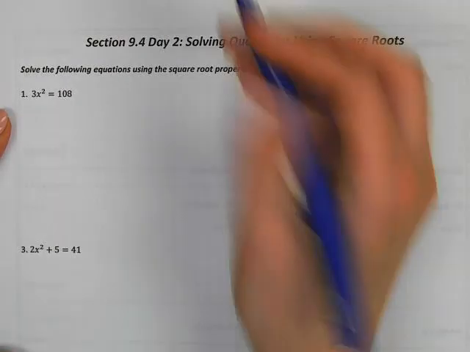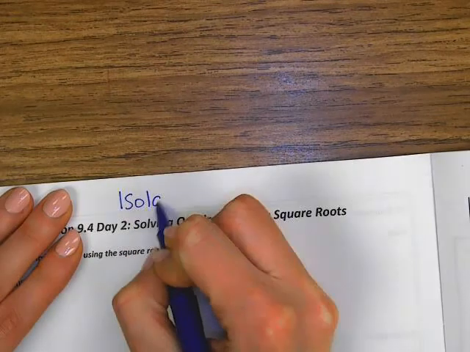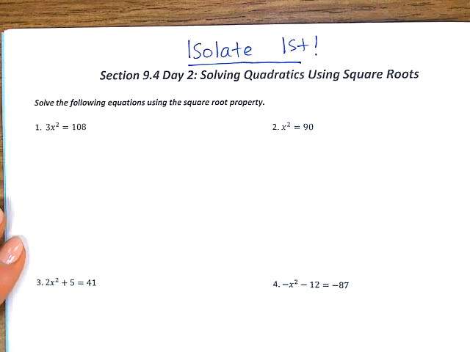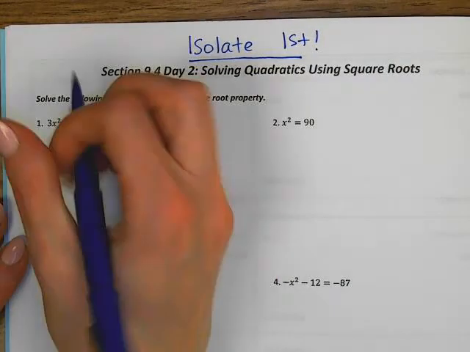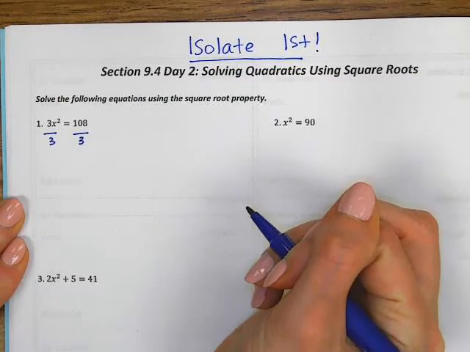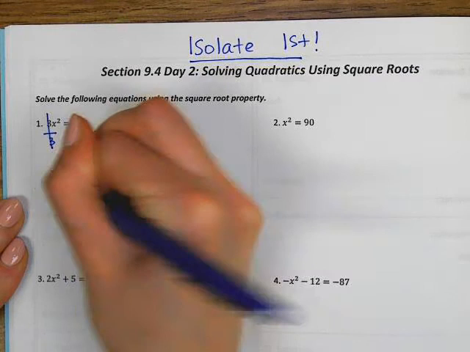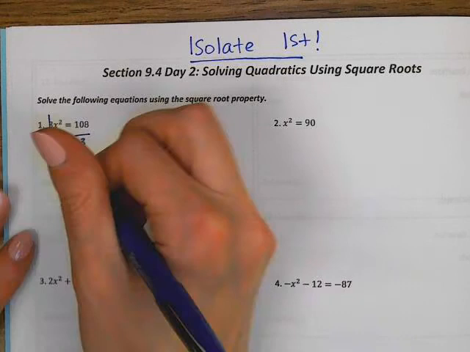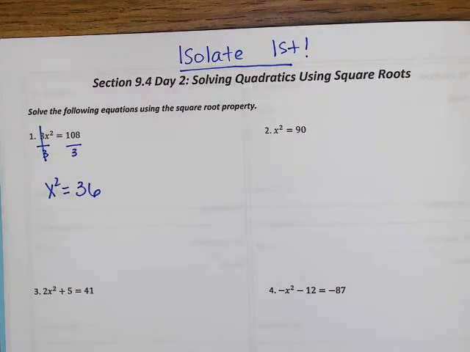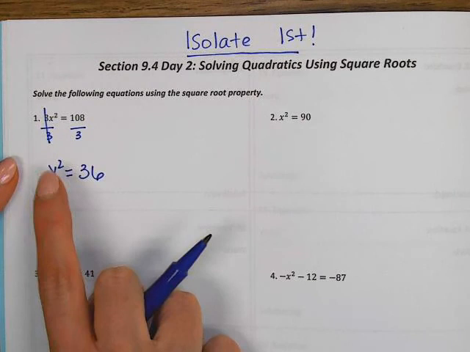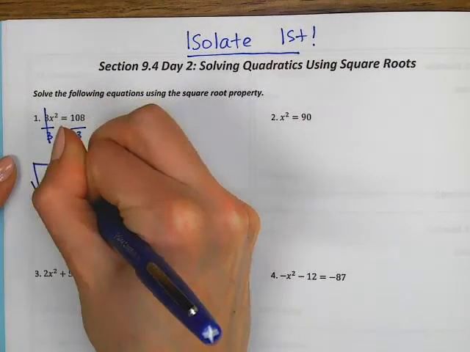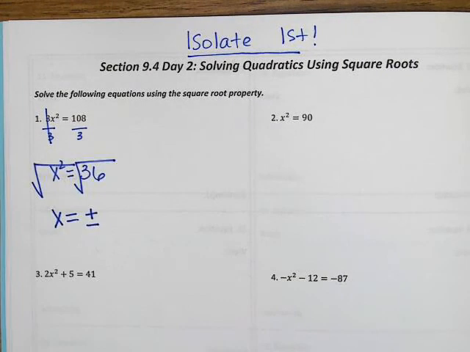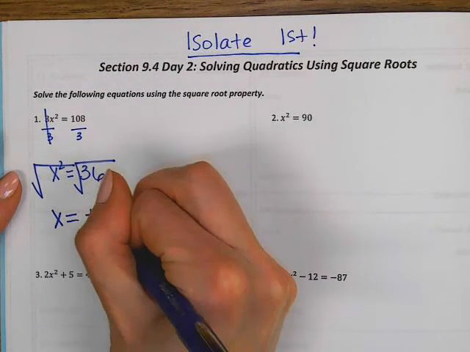So number 1, remember the big thing on solving by square roots is you have to isolate the squared term first. It's got to be something squared equals a number. So on number 1, we got to divide by 3 first. So if you divide by 3, you get x squared equals 36. And then remember, to solve an x squared equals a number, we square root both sides. And don't forget the plus or minus. You get 2 answers. The square root of 36 is 6. And that's it.